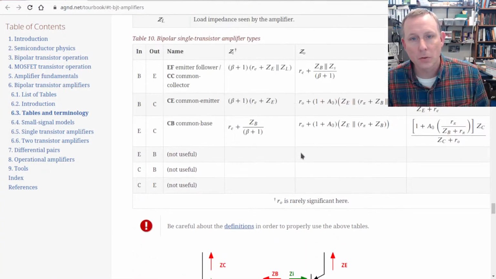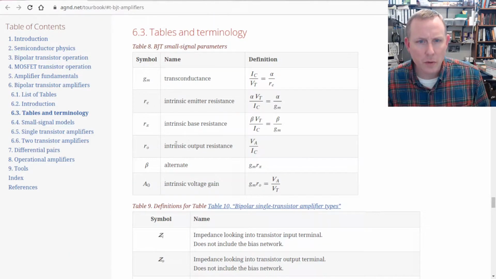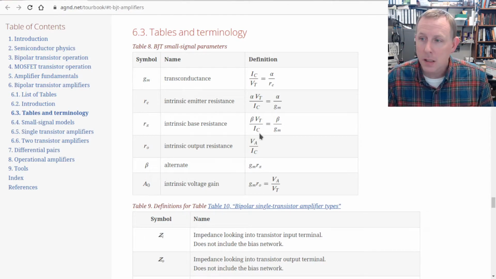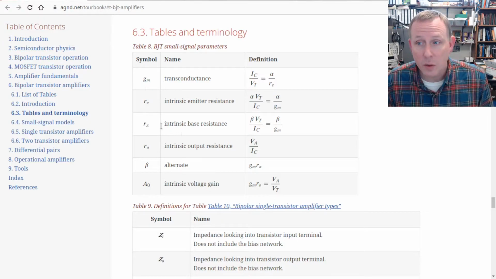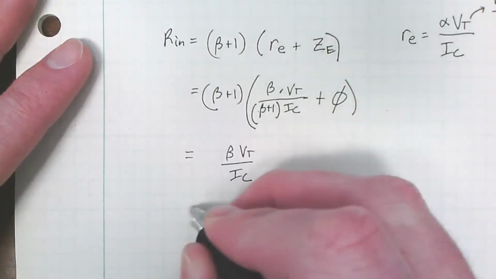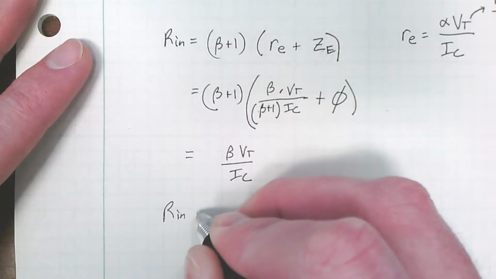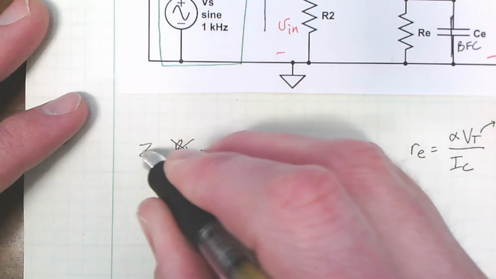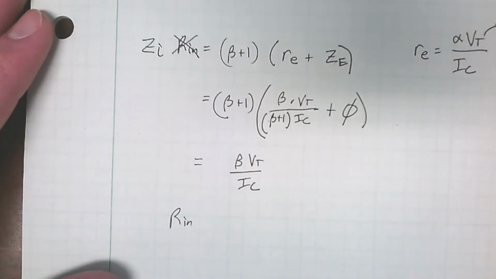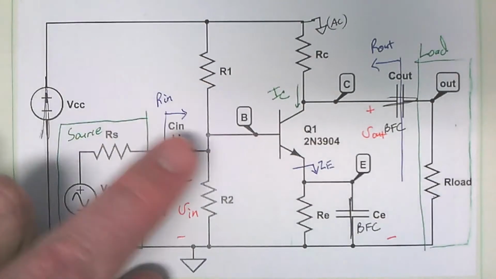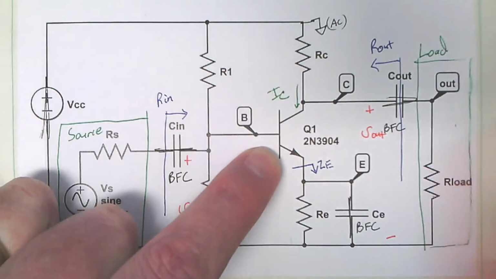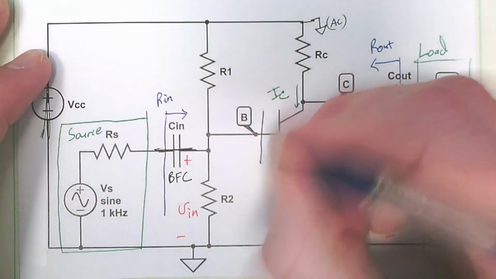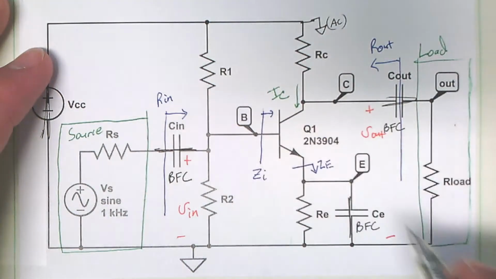Let's go back. Go back up. Seen this before. Look at this. Intrinsic base resistance, beta Vt over Ic. That shows up. I have that. Well, I can just replace my beta Vt over Ic with R pi, which we saw last time. There we go. Oh man, I did it wrong. This is not Rn. This is Zi. I didn't even follow my own table properly. Right, so here is Rn. Zi is the impedance right at the base. Right at the base, looking into my common emitter amplifier, that is Zi.